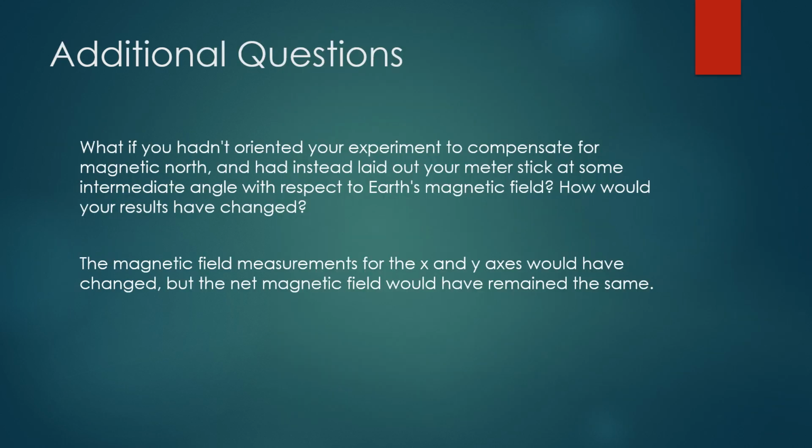One of the additional questions was, what if you hadn't oriented your experiment to compensate for magnetic north and had instead laid out your meter stick at some intermediate angle with respect to Earth's magnetic field? How would your results have changed? So the magnetic field measurements for the x and y axes would have changed, but the net magnetic field would have remained the same.